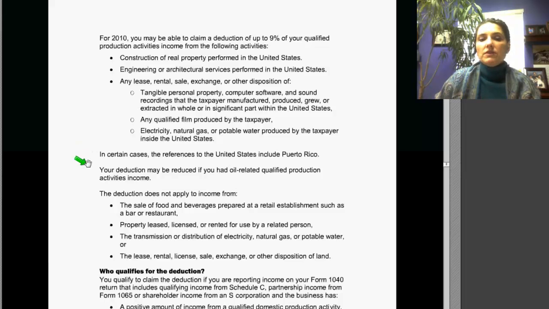Your deduction may be reduced if you had oil-related qualified production activities income. The deduction does not apply to income from the sale of food and beverages prepared at a retail establishment such as a bar or a restaurant, or to property leased, licensed, or rented for use by a related person, or to the transmission or distribution of electricity, natural gas, or potable water, or the lease, rental, license, sale, exchange, or other disposition of land.